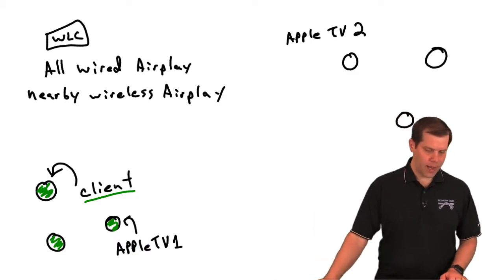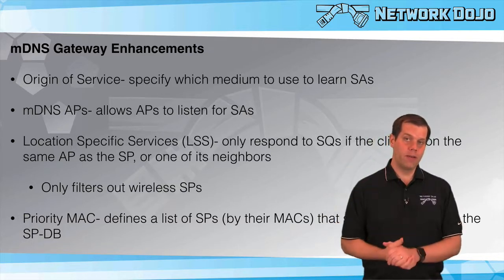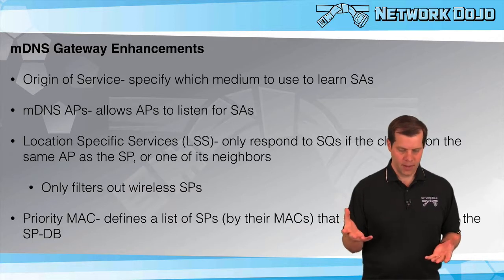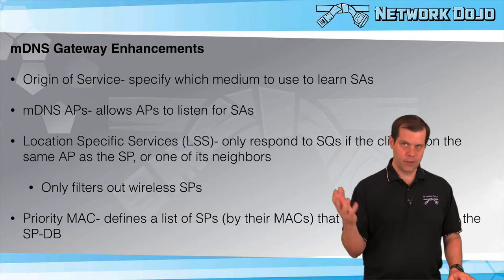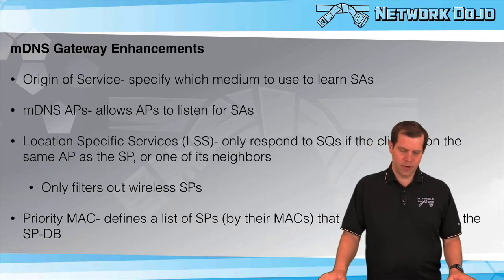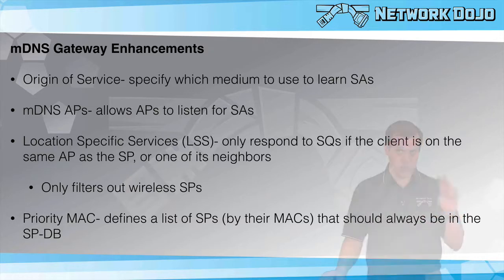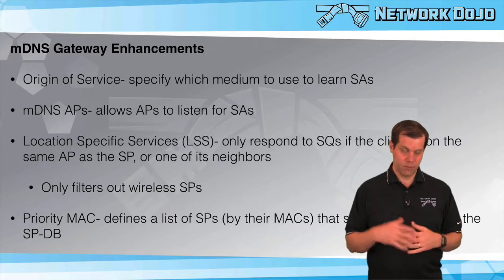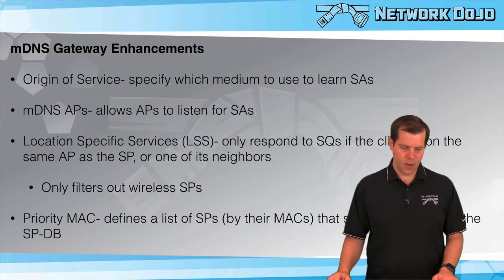And then finally, we have priority MAC. We can only learn so many service providers before we run out of space. The idea is that, if we do run out of space, normally the oldest one just gets purged first to make room for a newer one. But maybe there's certain service providers that we never want purged out. We can define those as priority devices, and they never get purged out due to running out of space. So a few different enhancements that go along with this.